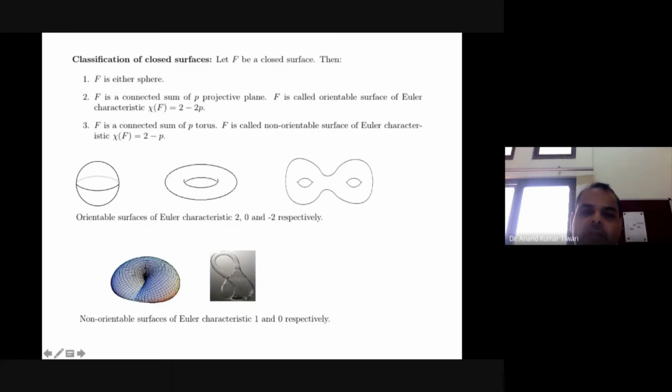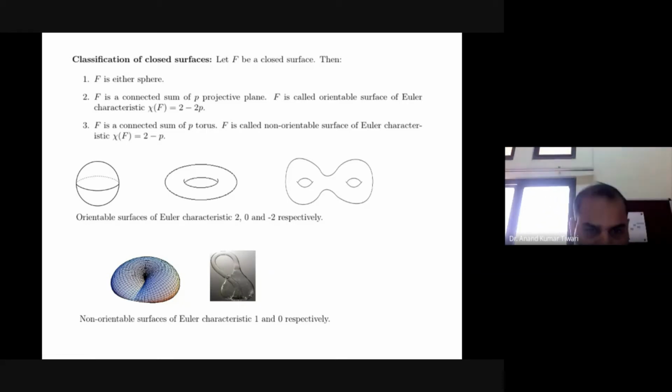The classification theorem of closed surfaces says that whenever we have a closed surface, it is either a sphere or a connected sum of P projective planes or P tori. There is a typing mistake here. If F is a connected sum of P projective planes, then F is called a non-orientable surface of Euler characteristic 2 minus P. And if F is a connected sum of P tori, then F is called an orientable surface of Euler characteristic 2 minus 2P. Sorry, the typing mistake is there.